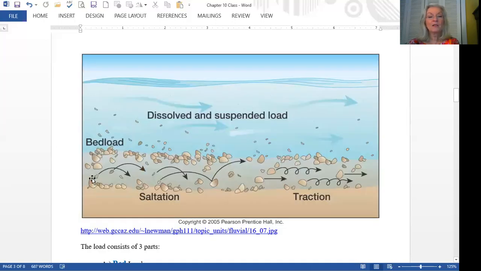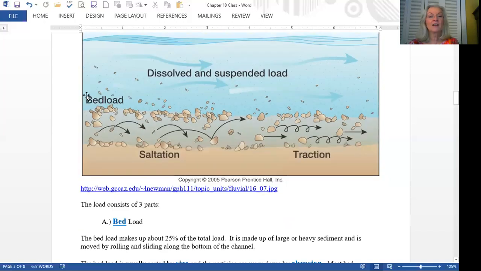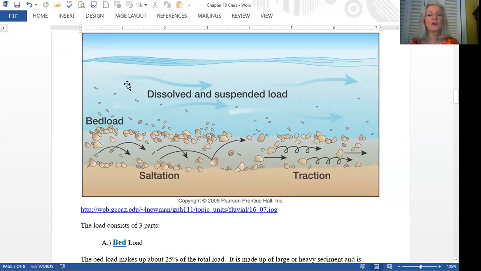So some of the material, usually the heavier material, gets kind of bounced along the base of the river's channel. Some of it will do a sort of bouncy motion. It comes up and down and sort of hopscotches along. Some of it does more of a grinding motion as it skitters along. Some of it is suspended. If it's small enough and light enough, it'll be suspended up in the water itself, and some of it is actually dissolved in the water.